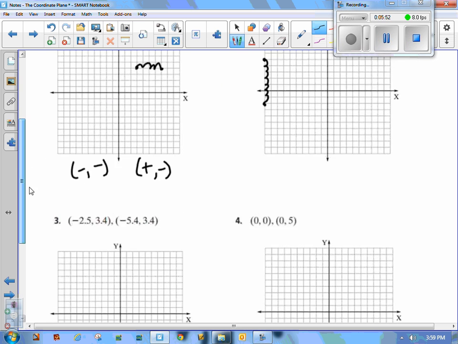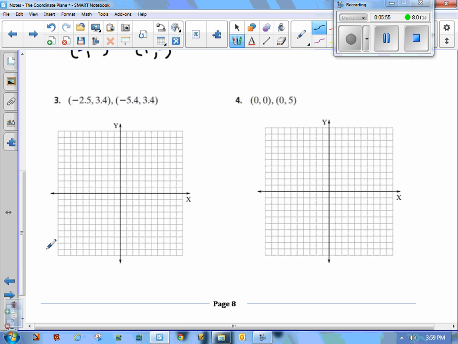We have 2 more examples down here. I'd like you to pause the video, take a couple of minutes, and plot these points. I don't want you to be too worried about these having decimals. Just remember this is like 2.5, so that's going to be somewhere in between. This is 3.4, 3 and 4/10, which is close to 3.5. Just guesstimate about where those are going to be. And this one should be pretty easy too. So pause the video, take a couple of minutes, and graph those points and find the distance for number 3 and 4.